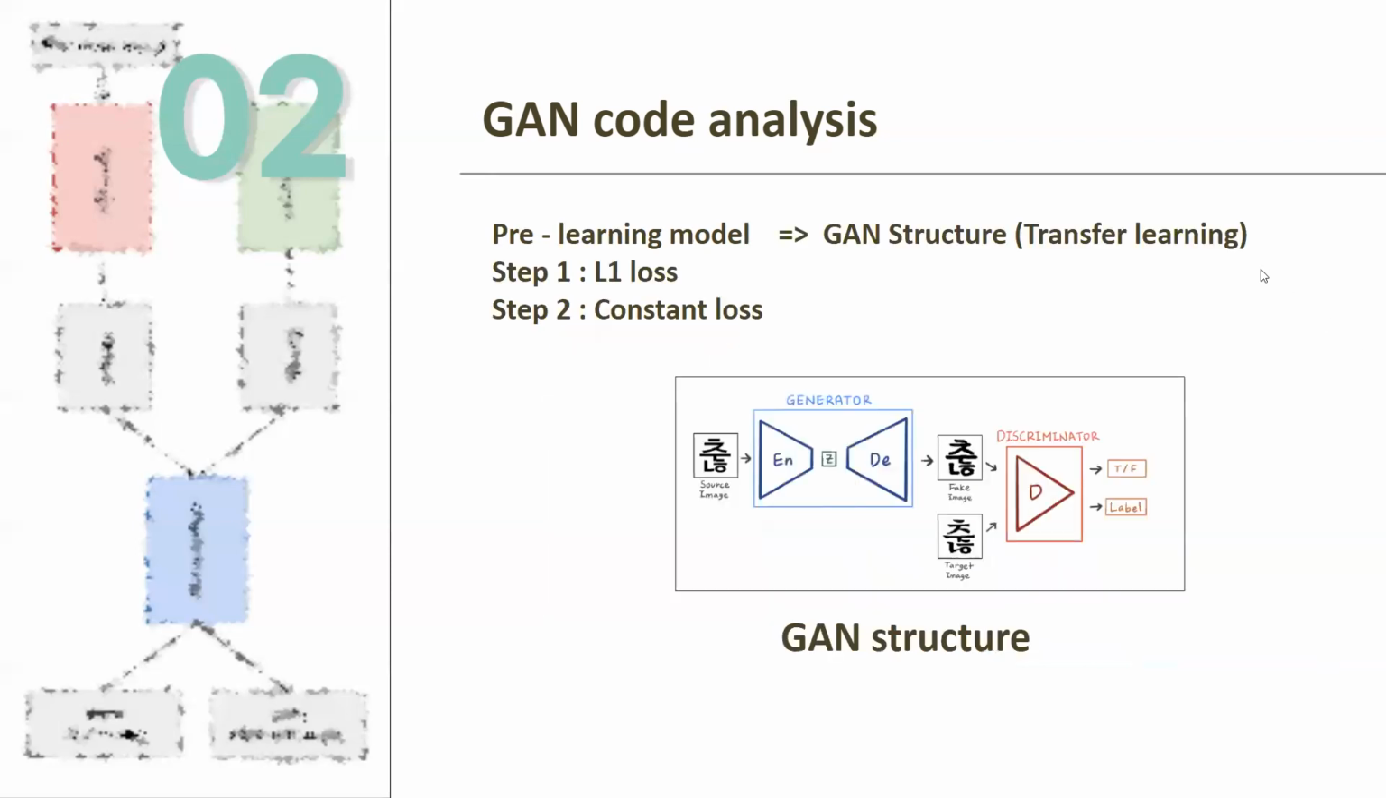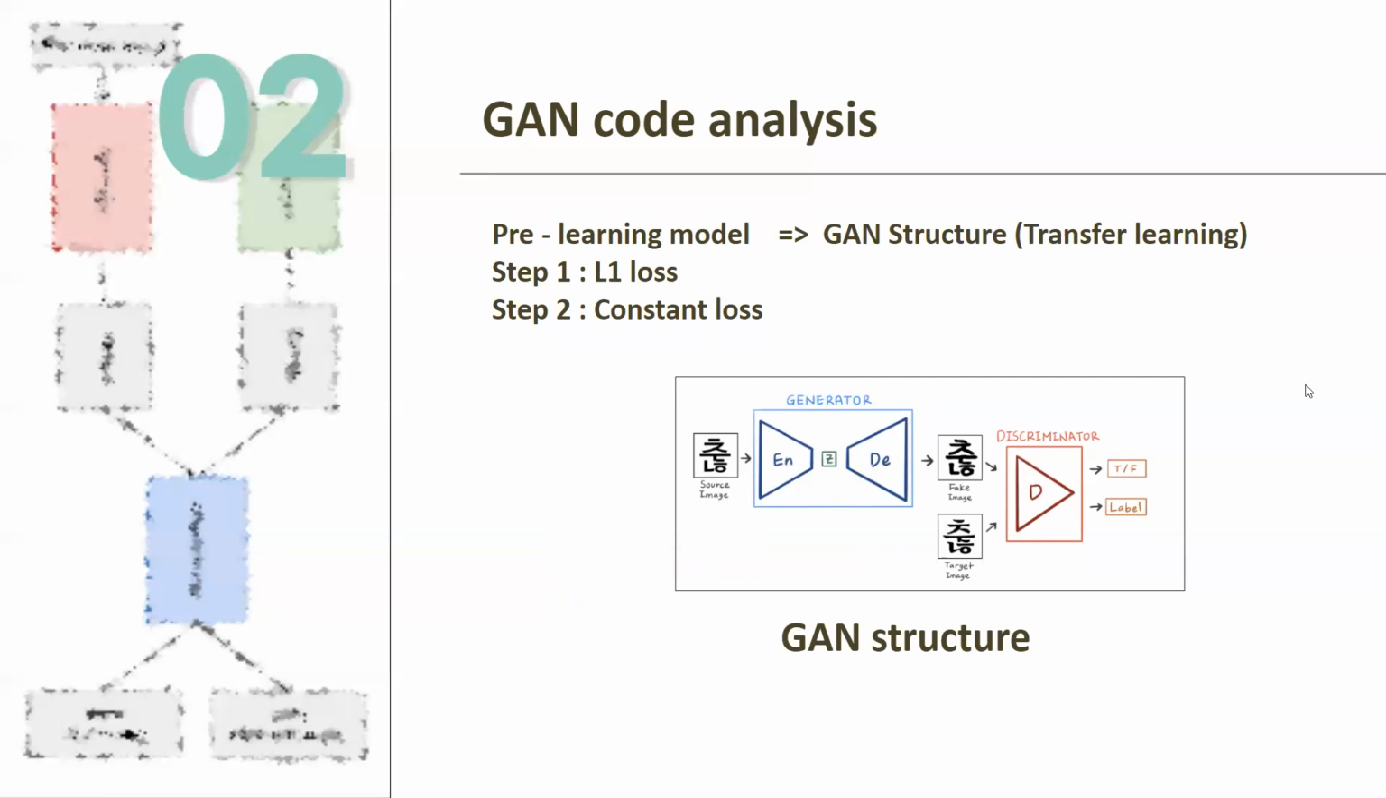The GAN model is made by transfer learning from a pre-trained model. In the pre-trained model, we learned how to restore letters from vectors after extracting and vectorizing the characteristics of the character images. The first step is to learn from the beginning for 30 epochs using L1 loss. Step 2 learns 120 epochs using constant loss.